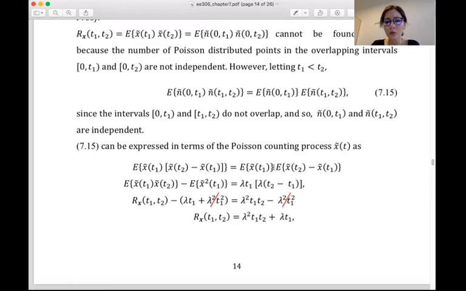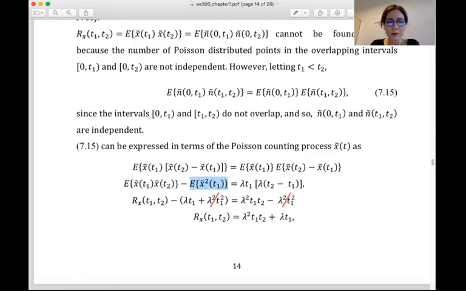On this side, you can just use the properties of the Poisson random variable. This is a Poisson random variable with parameter lambda t1, so its expectation is lambda t1. And this, well, it may be easier to see from here, is a Poisson random variable with parameter lambda times t2 minus t1, so here is its expectation. Now, going back to this side, what we recognize here is the autocorrelation function of the Poisson random process, so Rx of t1, t2.